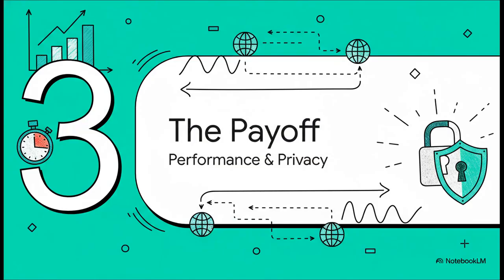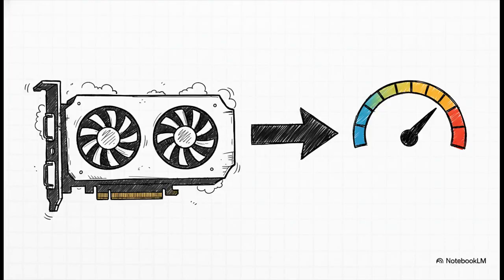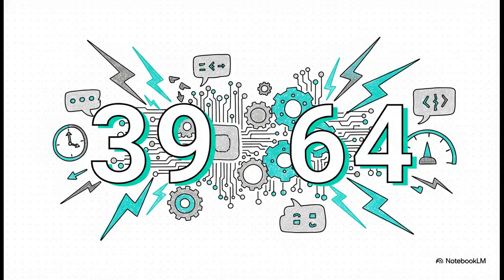Okay, so we've got it all set up. But the big question is, how well does it actually work? Let's take a look at a real-world performance test. And to see just how accessible this thing is, the model was tested on some surprisingly modest hardware. We're talking about a 7-year-old NVIDIA GTX 1660 Super GPU. This is not a top-of-the-line card by any means, which makes these results even more impressive. And the result? An incredible speed of nearly 40 tokens per second.